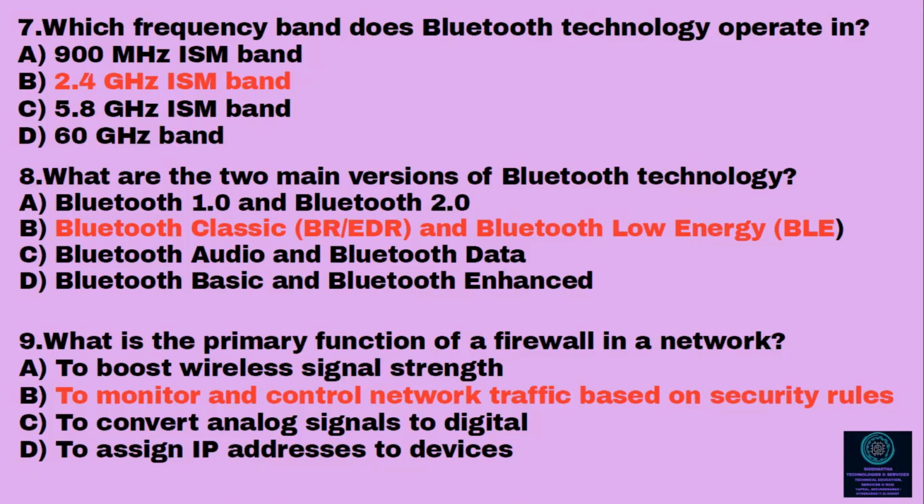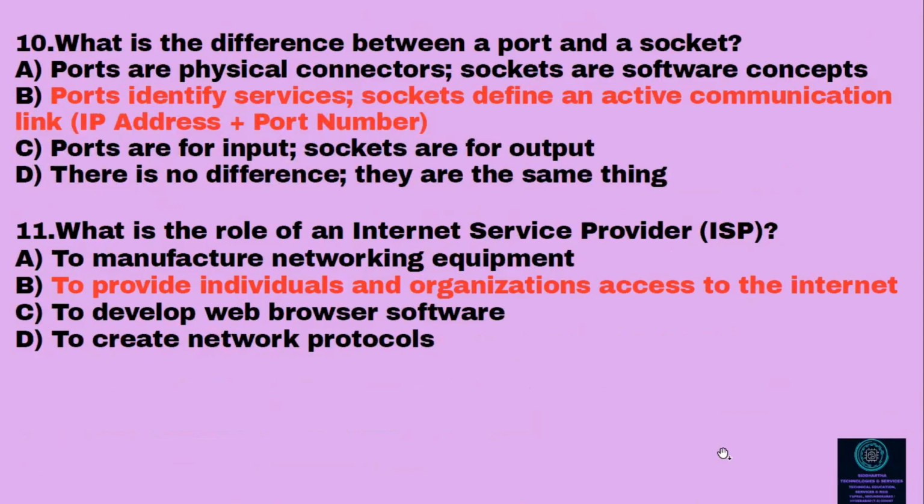Question number 9: what is the primary function of a firewall in a network? To monitor and control network traffic based on security rules. That is the correct answer for this question. Let's go to the 10th: what is the difference between a port and a socket? A port identifies a service. A socket is defined as an active communication link, that is, IP address plus port number. So this is the correct answer. That is for 10. That is B.